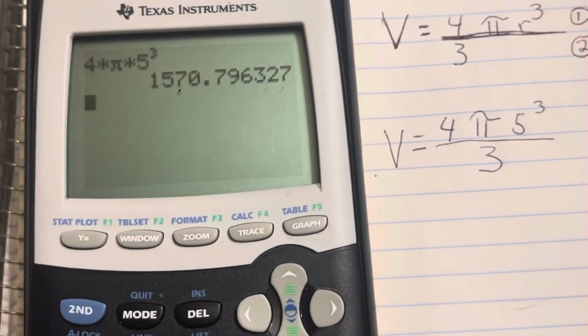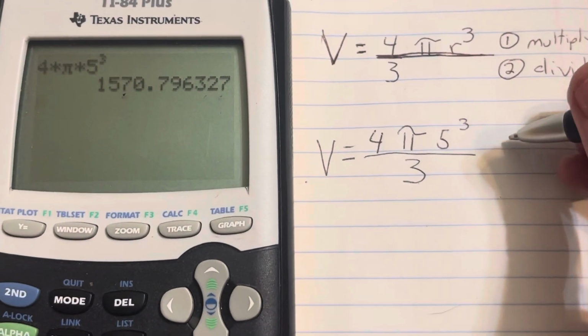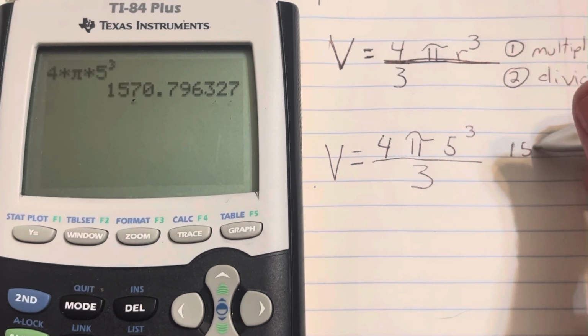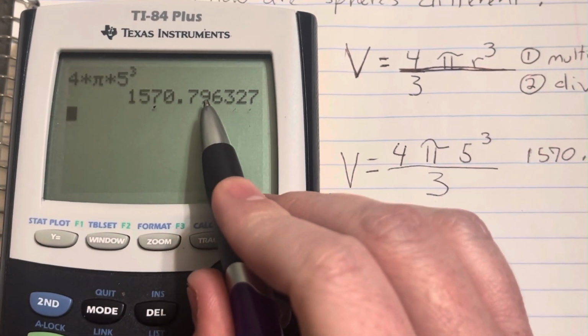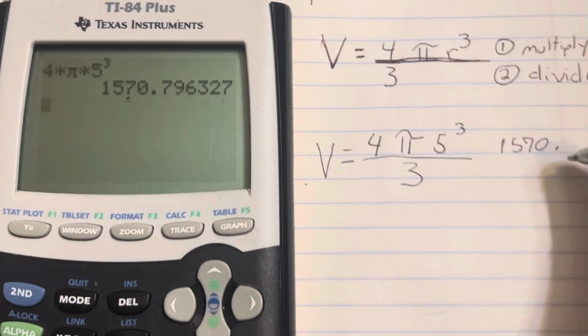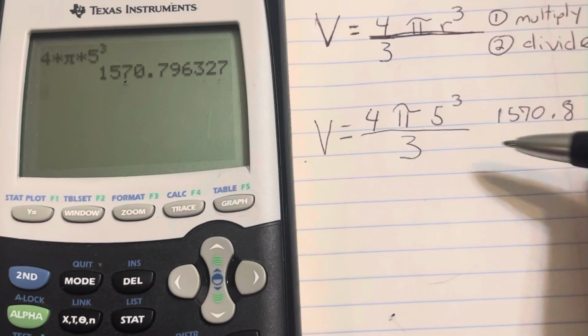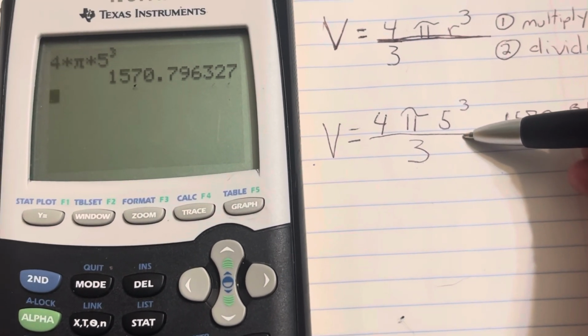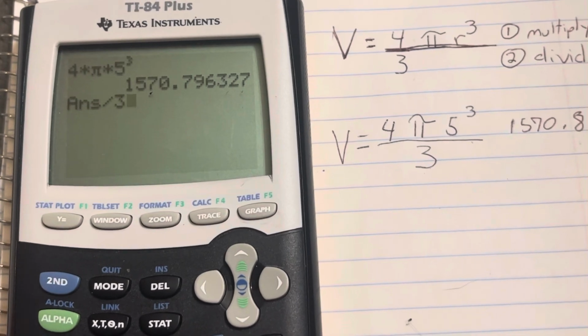Okay, so there's my first step. For the first part of it, I got 1,570 point, I'm going to go ahead and round up because that's a 9 right there, 0.8. Now I'm not quite done yet. I need to do the second half. I need to take that answer and divide it by 3.